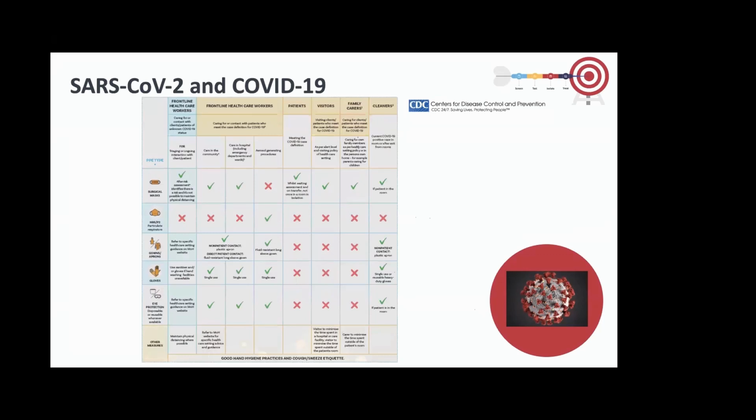This is a table from the CDC about what kind of personal protective equipment you would need in either case. So this is a guideline to use the personal protective equipment. Again, we have to balance between protecting the healthcare worker, the patients, and the visitor, and the availability of the personal protective equipment. And there is a priority list for the healthcare worker.